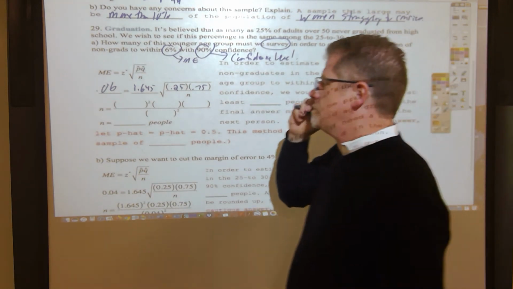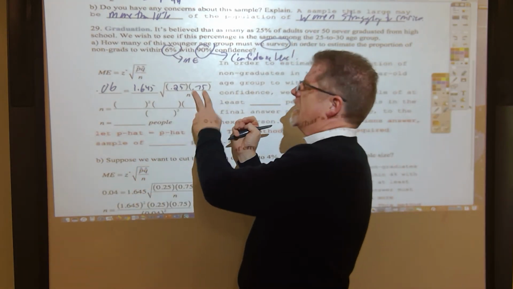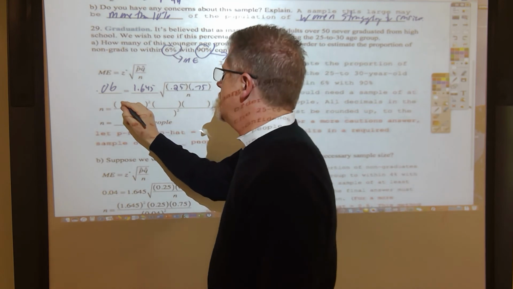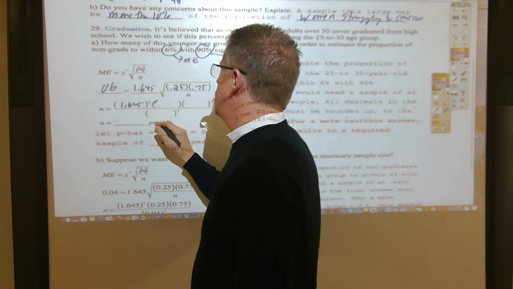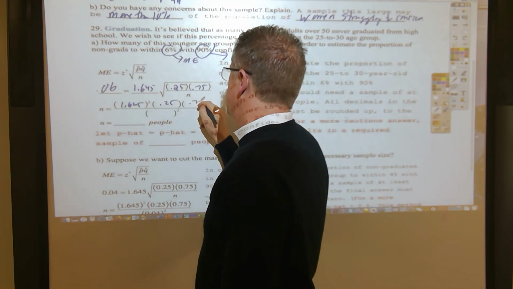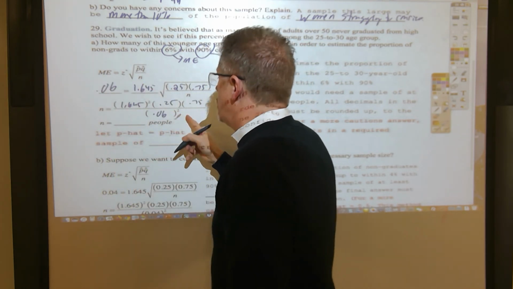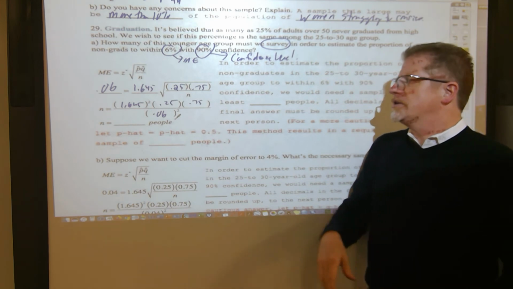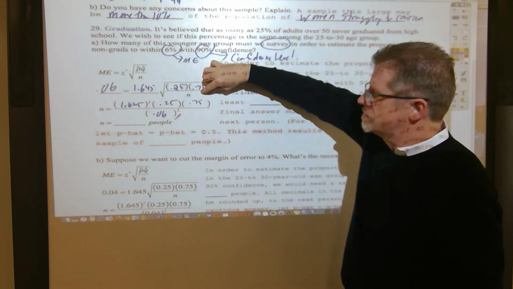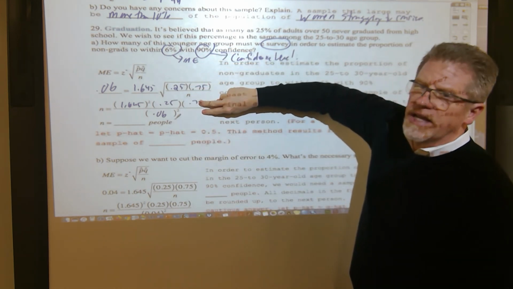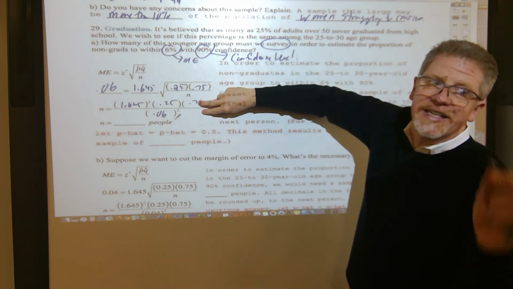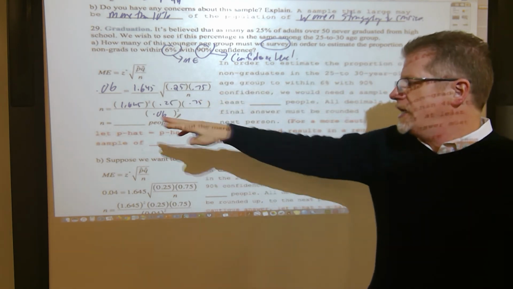So, friends, the algebra here is not that complicated. We're going to have to square both sides. So this is going to end up being 1.645 squared times 0.25 times 0.75, and then we're going to have to multiply by n and divide by 0.06 squared. So, would you please type this into your calculator? Oh my goodness, please don't type in square roots. No, just get it to here so you don't have to type any square roots into your calculator. Please now, take out your calculator, type it in, and see what n should be.